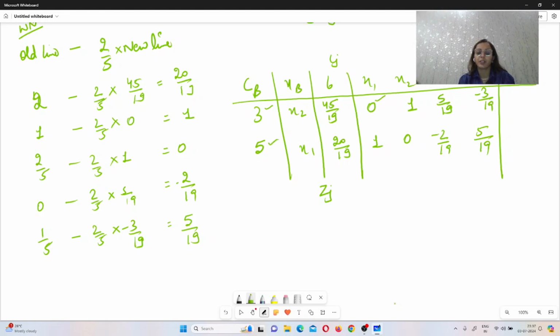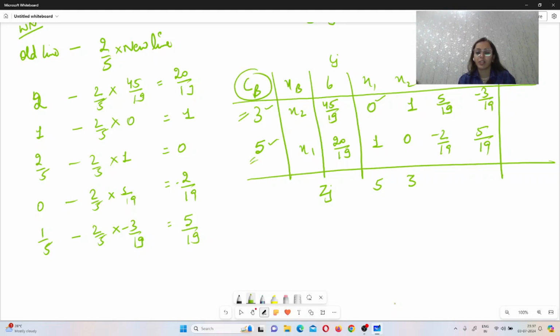Now again, for the ZJ value: first of all, this value multiplied by 0 plus 5 multiplied by 1. So 3 multiplied by 0 is 0, plus 5 multiplied by 1 is 5. So write it over here as ZJ. And for the last, 3 multiplied by 1, 3 multiplied by 5 upon 19 plus 5 multiplied by 2 upon 19. Remember the procedure is the same in all cases: you multiply the CB value with x1, so 3 multiplied by 0 plus 5 multiplied by 1, and add all these values.